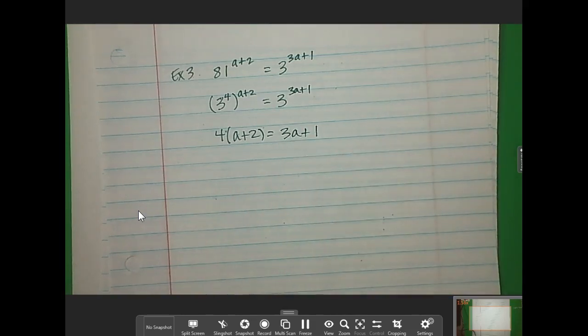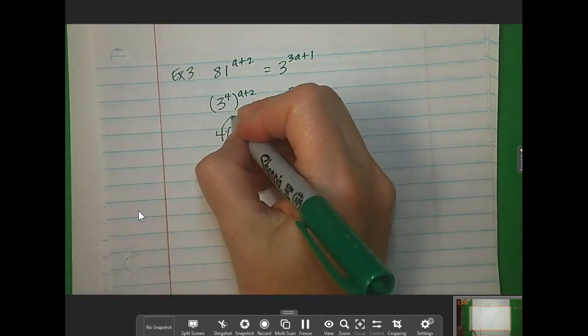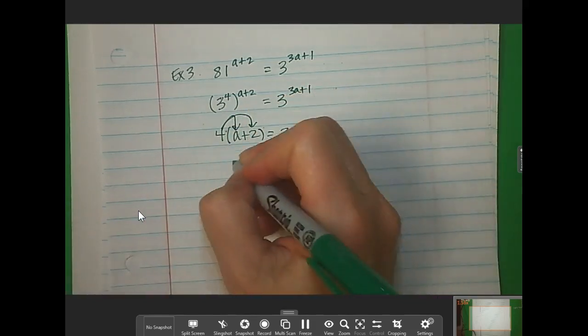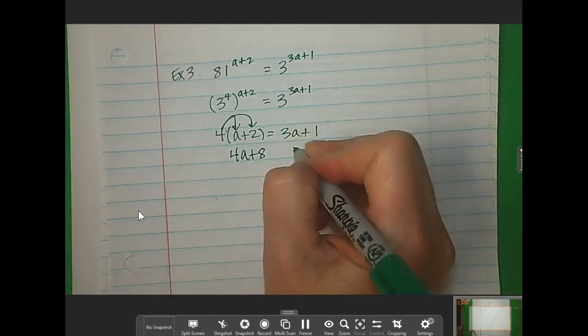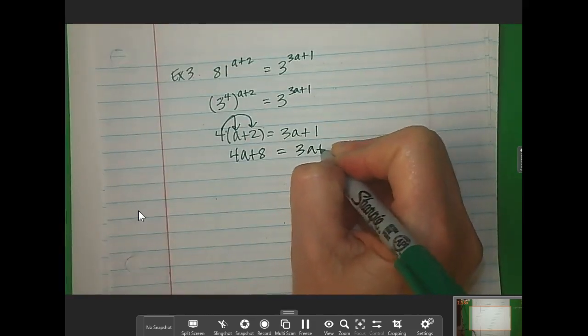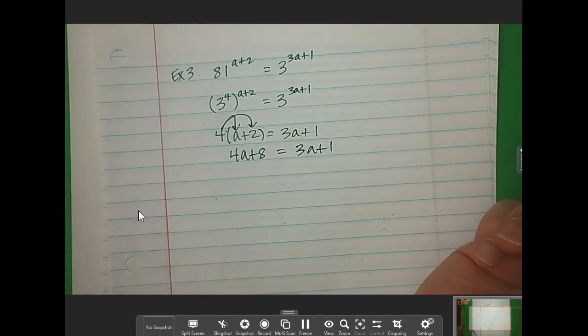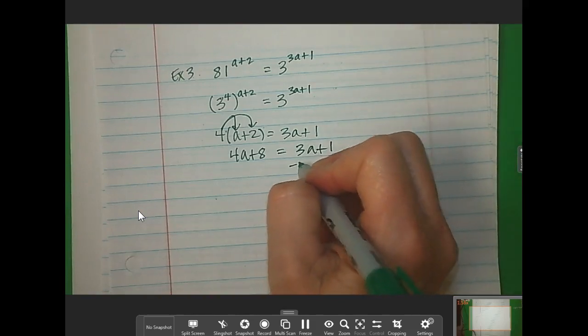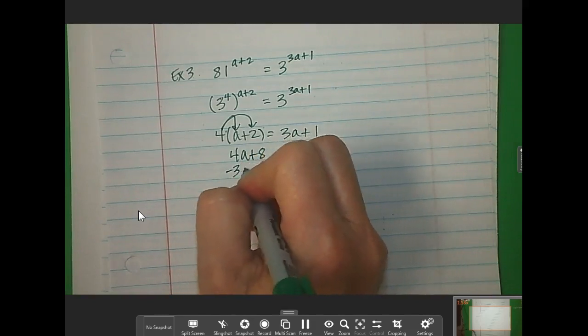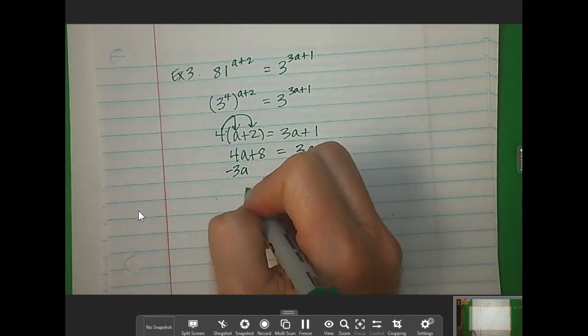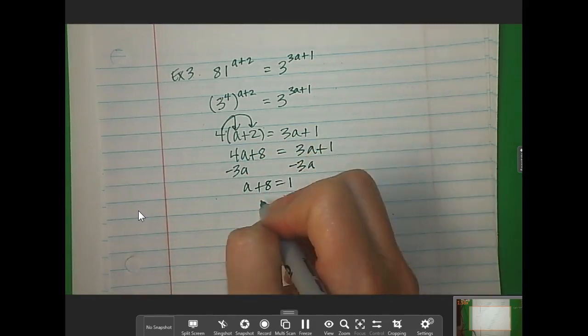Everybody good with that? Distribute the 4 through. And then solve. Get all the a's on one side, and numbers together.